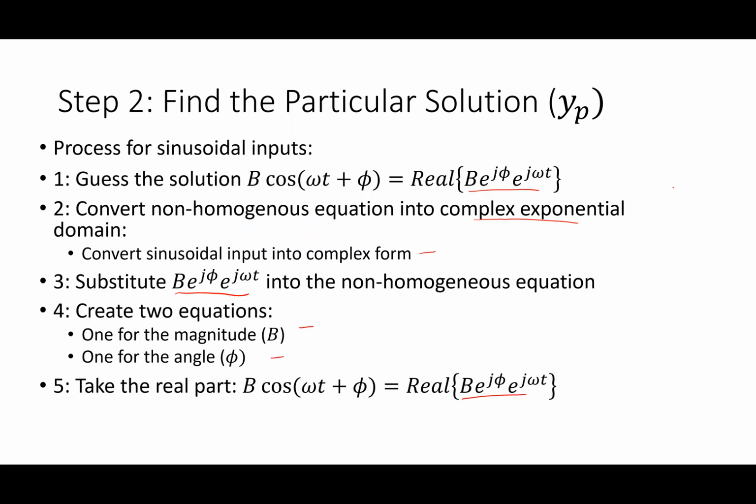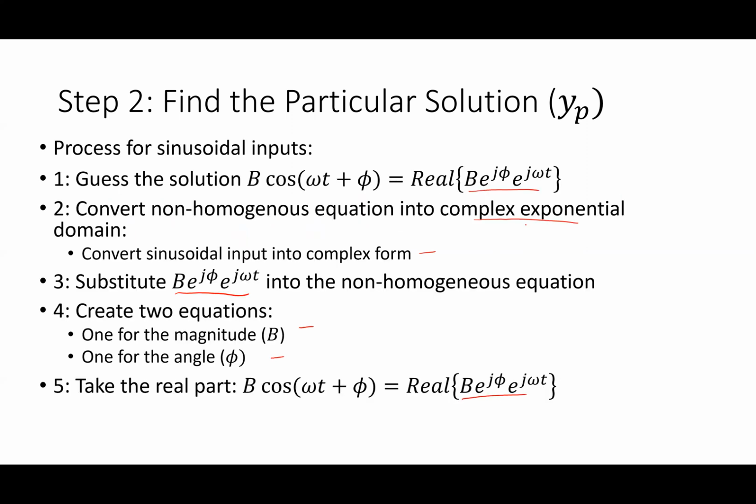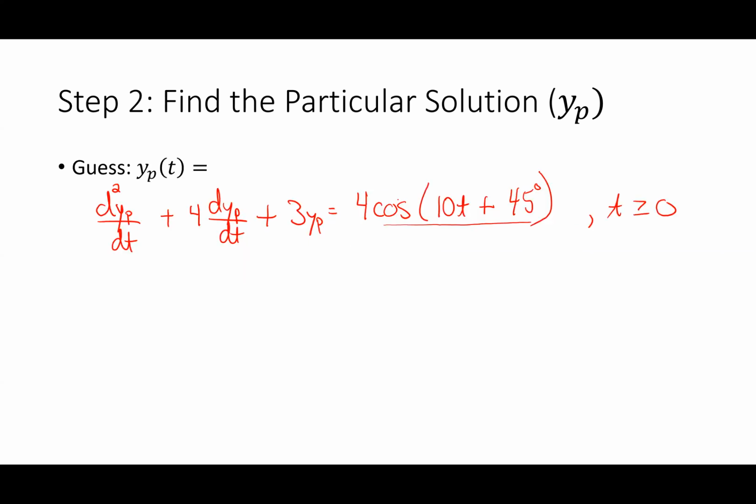So if I look at my steps here in this particular case, right? I guess a solution, since I have an input of this form, cosine omega t plus 45 degrees, I'm going to say that I'm going to guess a solution of this form, okay? So I actually just want to change this a little bit. I'm going to call this omega, and I'm going to say omega equals 10. I like to keep things in variable form. So if I follow through my steps here, I'm going to guess my yp.